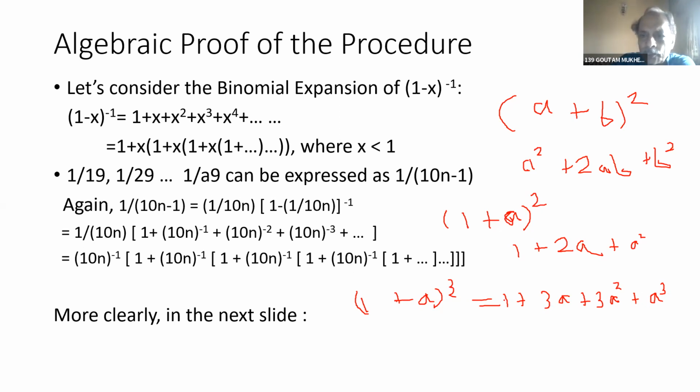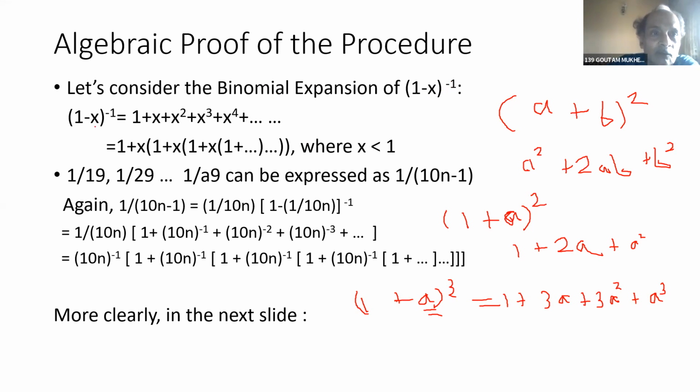So there will always be powers of whatever is here in the second. This will be a power, and all the powers of 1 are 1 only. So therefore, you do not see them here, only you see that the powers of the other one are increasing. This is a kind of binomial expansion in case of the power minus 1, negative 1.